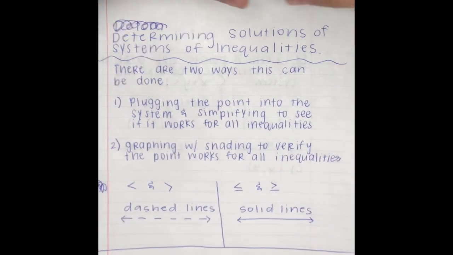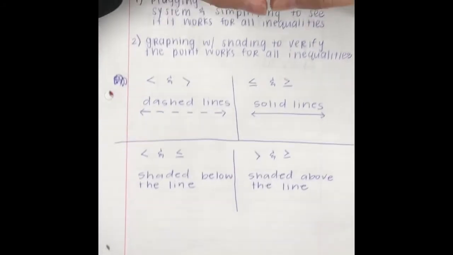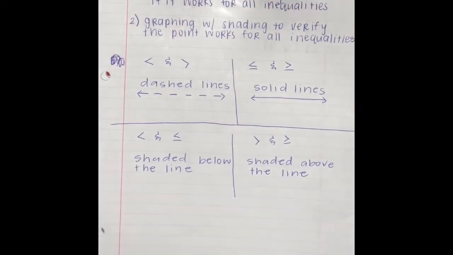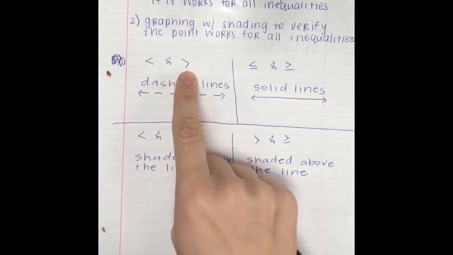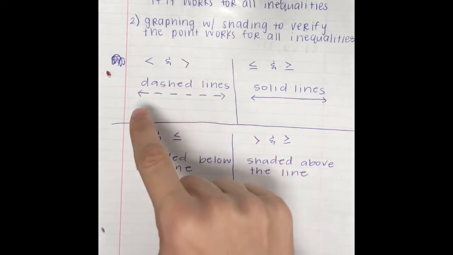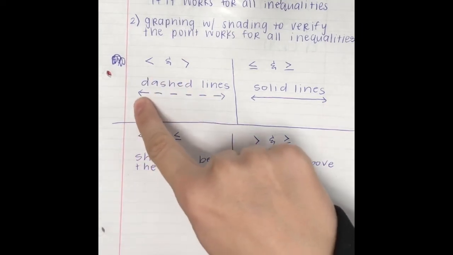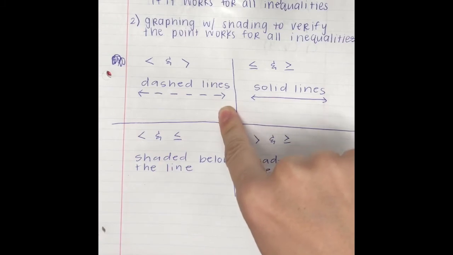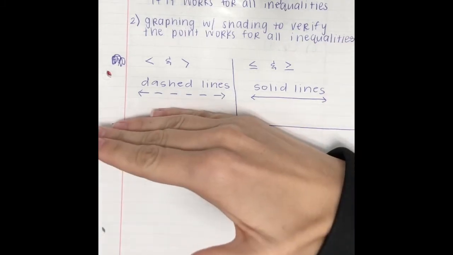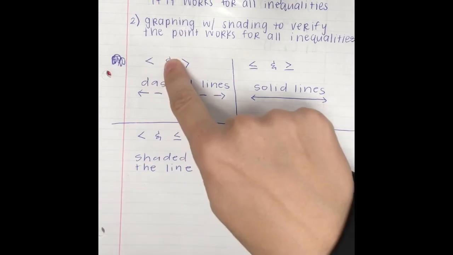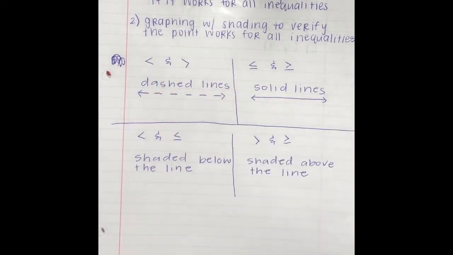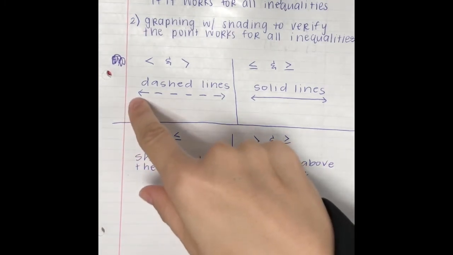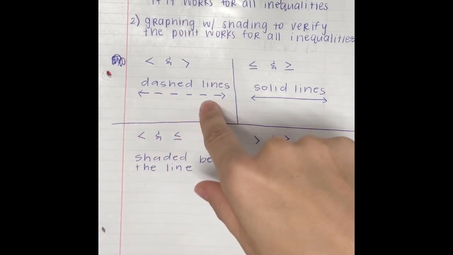Some important things you need to remember, because you've seen this before: if you have just a less than or just a greater than symbol, without the or equal to part on the bottom, then you're going to give that line a dashed line, because it can't actually equal the points on the line. It's either all the points less than or all the points greater than that line, right? So to show that it can't equal the points on the line, you give it a dashed line, okay?